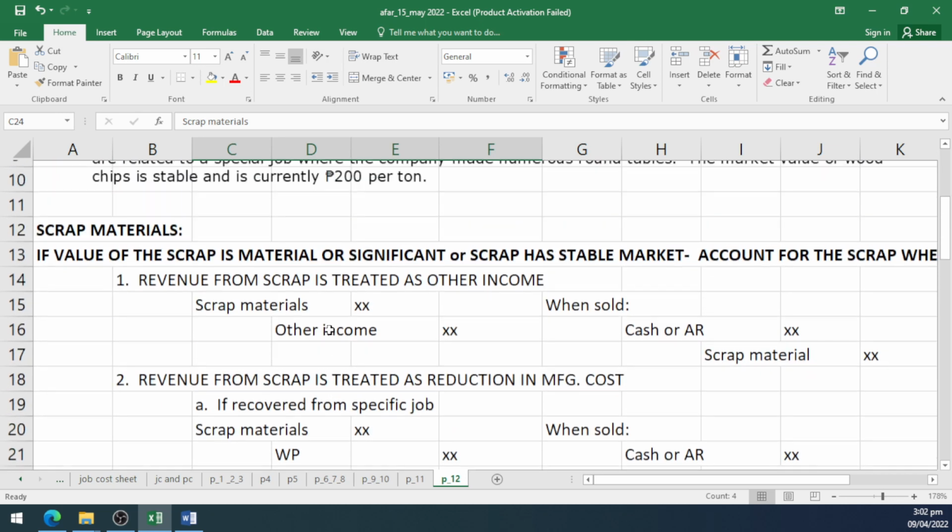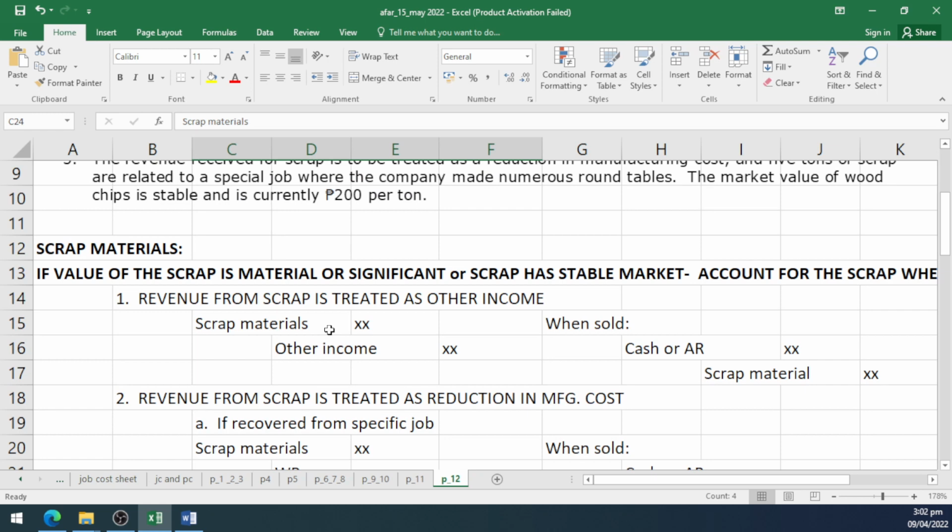Yan. So, ulitin ko. Ang accounting treatment, either treated as other income or reduction from manufacturing cost. Ang recognition point, either when recovered or when sold. When recovered, kapag ang value ng scrap material significant or it has a market.